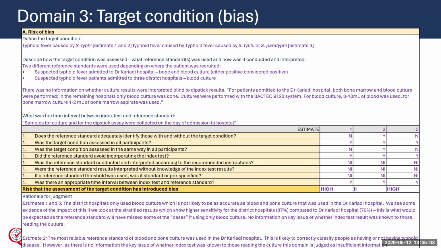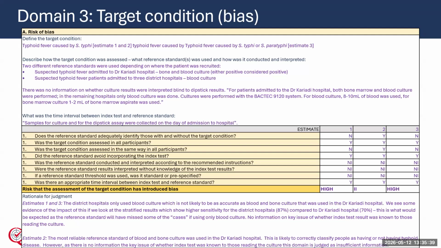So now we've got 3 different estimates here. Each one needs to be assessed separately. Estimates 1 and 3 are the same, except one's assessing typhoid and the other one's assessing typhoid or paratyphoid, whereas estimate 2 is from just the Dr. Cariadi Hospital. So we've got the more reliable reference standard. So if we look at the questions here, we've got, does the reference standard adequately identify those with and without the target condition? And we've got that as no for estimates 1 and 3, but yes for estimate 2, because that's come from the more reliable reference standard of the bone and blood culture.